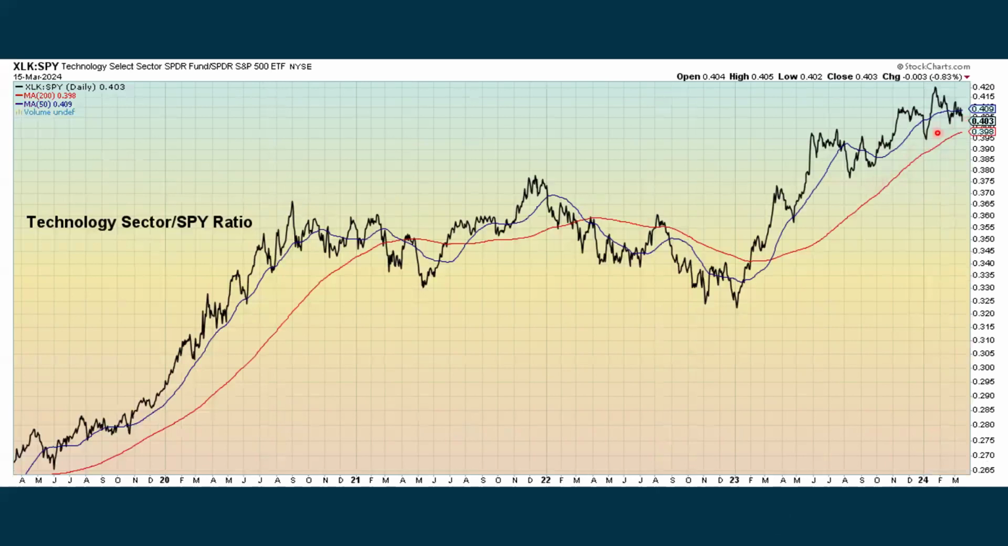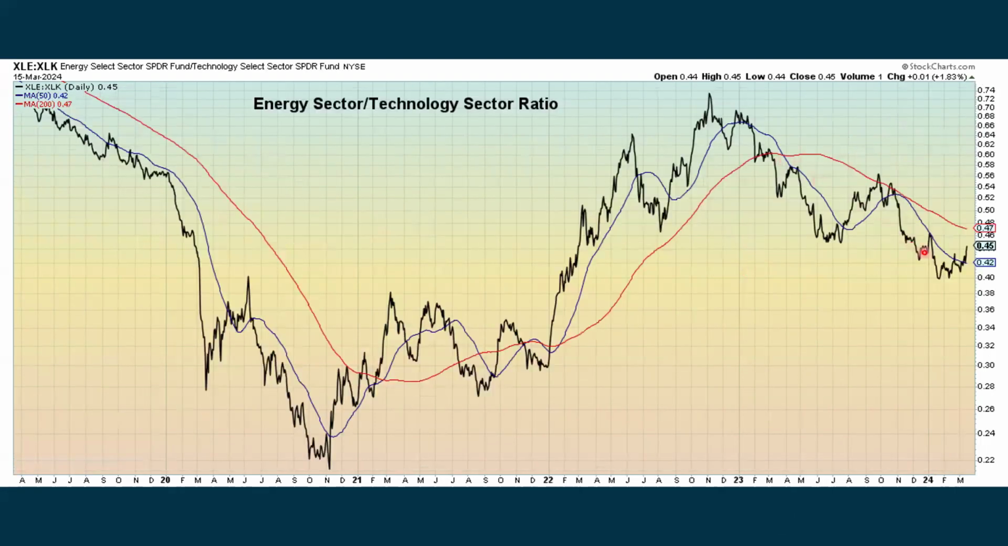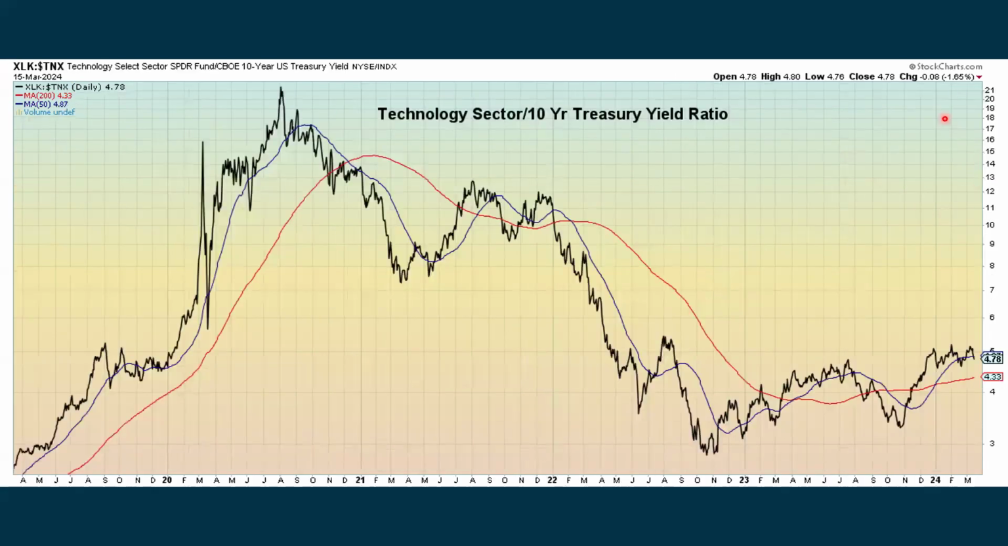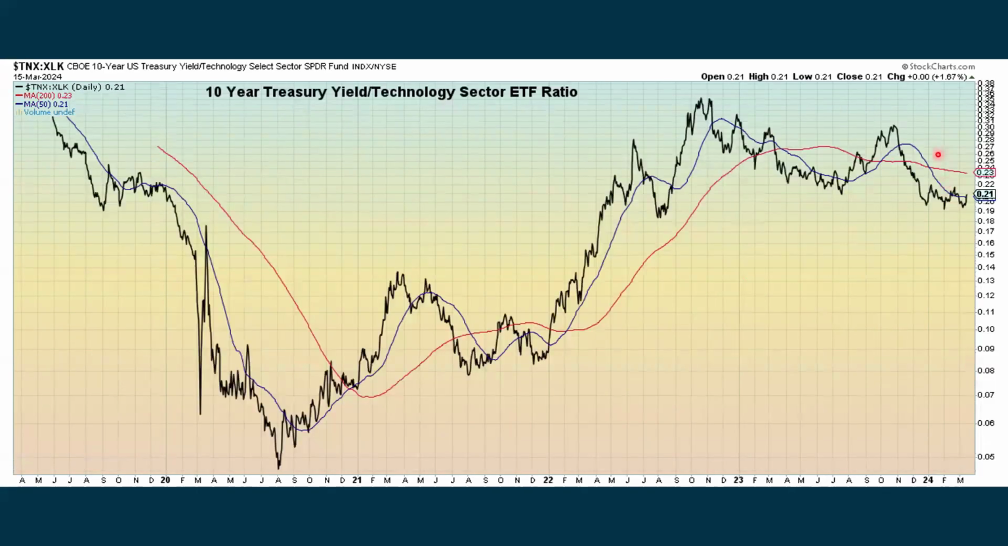The tech sector to the S&P 500 shows that the tech sector is still longer term in an uptrend, but it has been seeing some weakness. Energy, which is in a downtrend compared to tech lately, has been outperforming as we've been seeing a little bounce in the energy sector. The growth sector compared with bonds shows that stocks are outperforming bonds when looking at this chart. This is the tech sector to the rise in interest rates, where the tech sector has been outperforming, even though lately it's been pulling back. There's an inverse showing how the 10-year yield has been underperforming the rise in the tech sector, even though it's been bouncing.